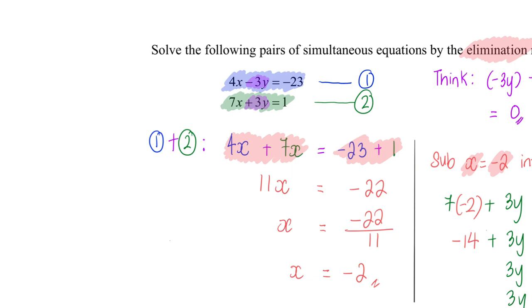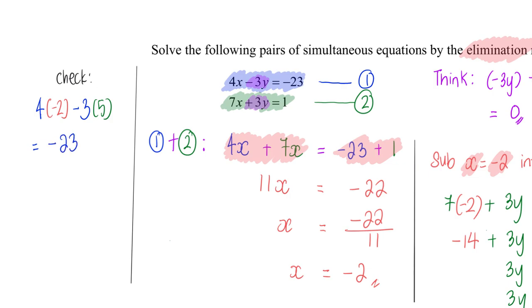Okay. And since now I know the value of x and y, I will just do a quick check by substituting into equation 1. For x, what is the value of x? Negative 2. Minus 3y. What is my y? 5. And using my calculator, let's see what this gives me. Oh, indeed, negative 23. And therefore, our answer is correct. It fits the equation, or satisfies the equation.